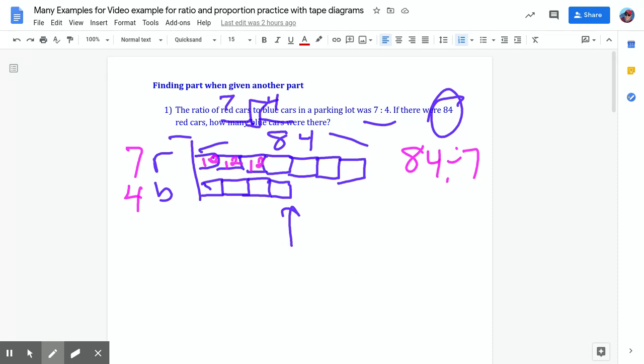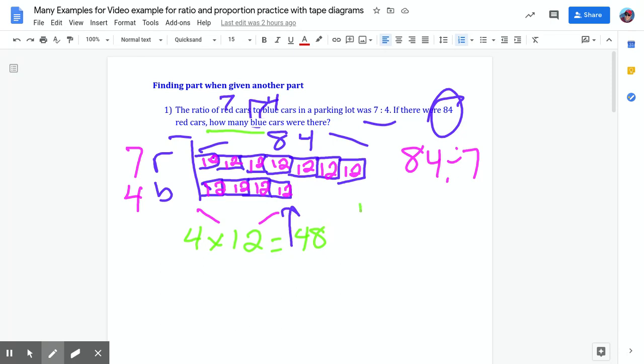Because our tape pieces are the same, every box has the same factor of change. So we have a 12 in every single one. Here I want to find out how many blue cars there were. That's the question. We have 4 pieces of tape times my factor of change, 12, which gives me 48. And then we write a nice sentence to answer the question.